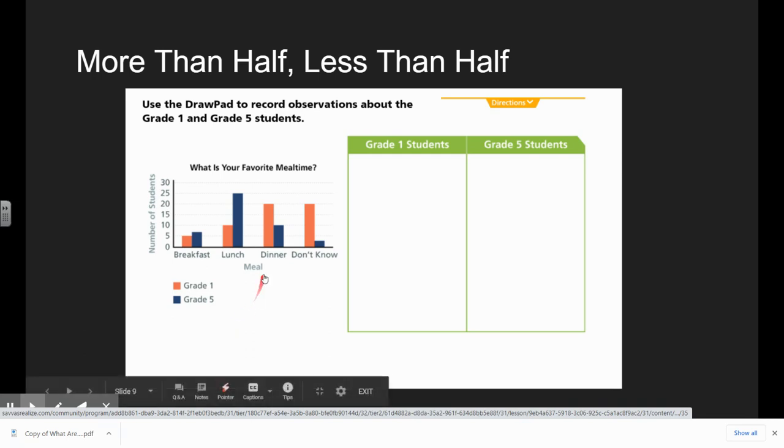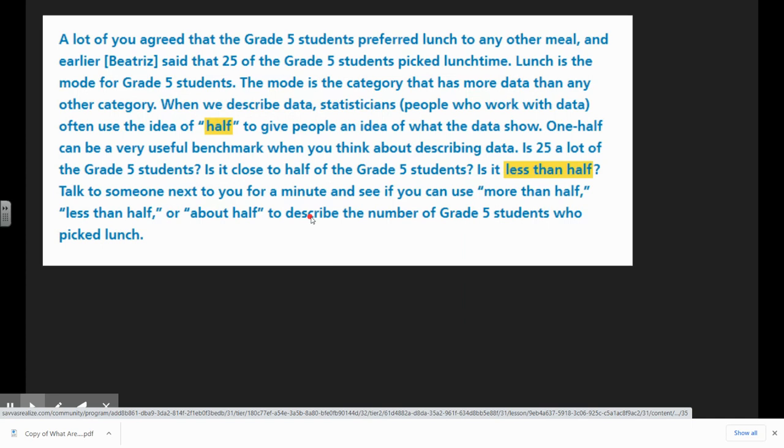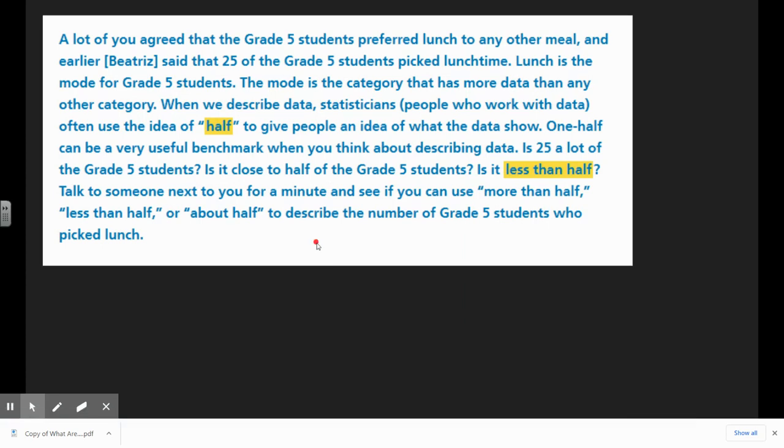So when we're looking at it, maybe we can say, oh, look at this. More than half of first graders either said dinner was their favorite meal or they didn't know. So a lot of you might think that fifth graders preferred lunch to any other meal, and so you could have said more than half said that grade 5 students picked lunchtime. So we would say that lunch is the mode for the fifth grade, and the mode is the category that has more data than any other category.